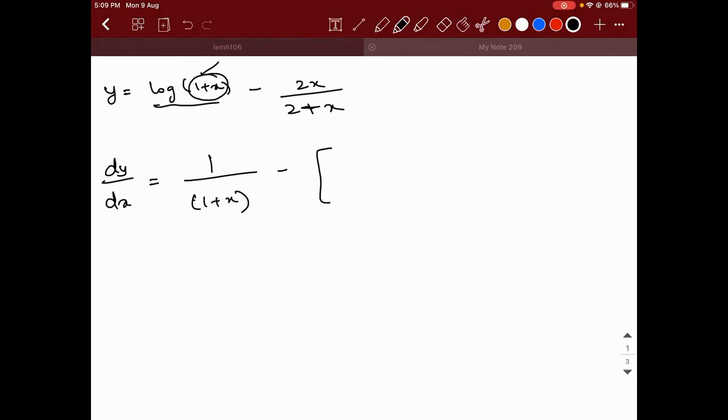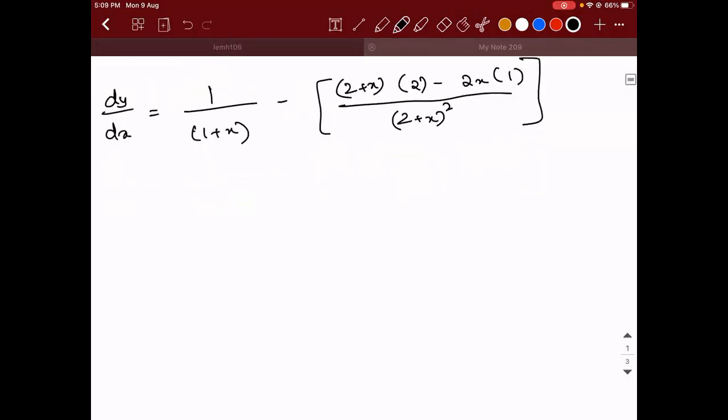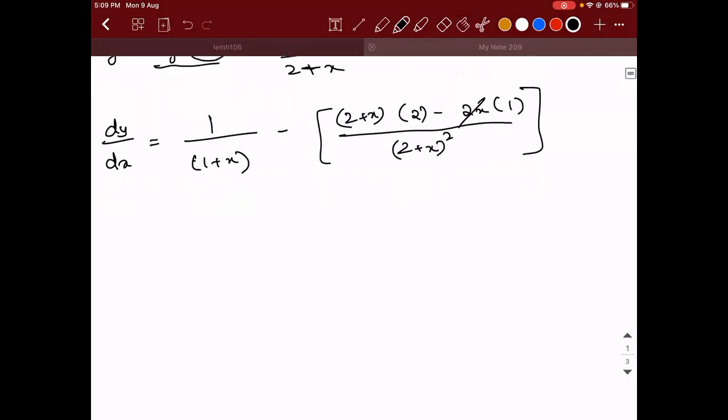Right. Now listen to this. Minus 2 plus x into u by v, that is a product rule. 2 plus x into 2 minus 2x into 1, the whole divided by 2 plus x, the whole square. So 2x and 2x are gone. What are you left with? 1 by 1 plus x minus 4 divided by 2 plus x, the whole square.